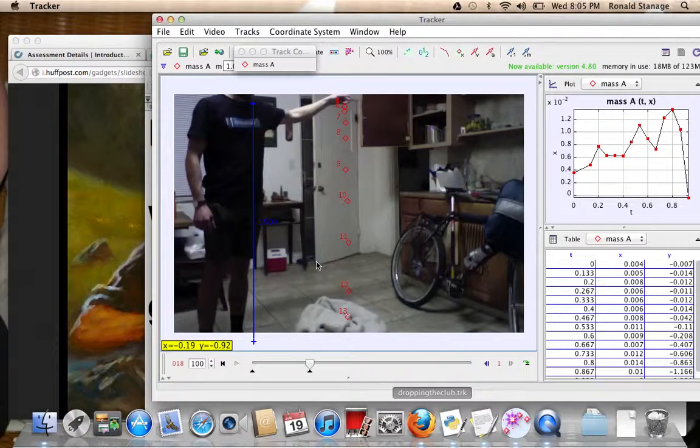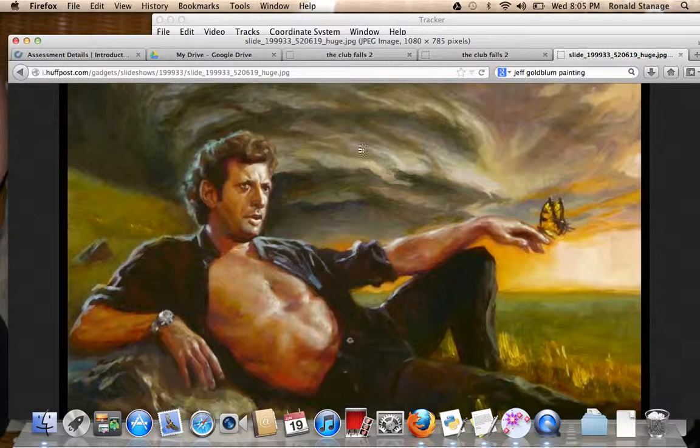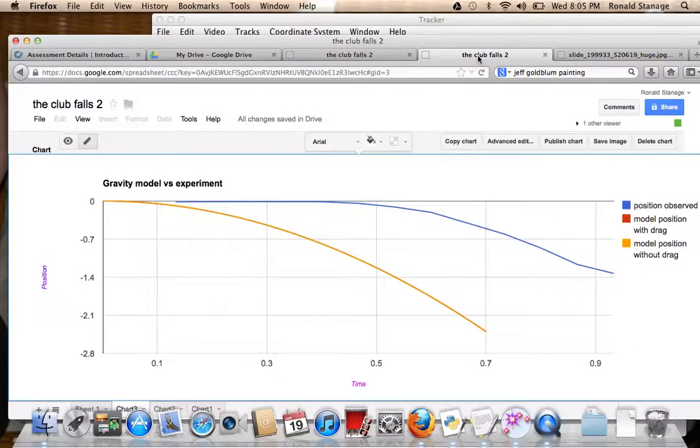Alright, let's look at a graph of what we're talking about. Oh, there's Jeff. He's looking good. Alright, so check this out. Here's what I observed happening. Here's what the model predicted would happen. Notice that you can't even see a red line. That's because it's behind the yellow line. It's camouflaged. I believe that's because there wasn't a huge difference between such a short amount of time and short distance, with drag and without drag.